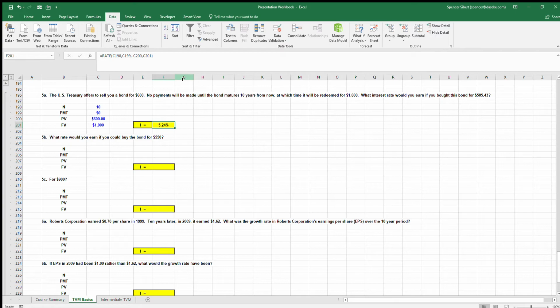What would you earn if you could buy the bond for less? Okay, so next part of the question, I'm going to go ahead and copy this formula down. Obviously, it can't be calculated because the numbers aren't here. We got 10, payment 0. Now the present value actually shifts. For this question, it says what rate would you earn if you could buy the bond for $550? So now it's $550. Notice it's already calculating something, but we're not done because we don't have the future value here. And we're selling it for $1,000. Your interest rate is now 6.16%.